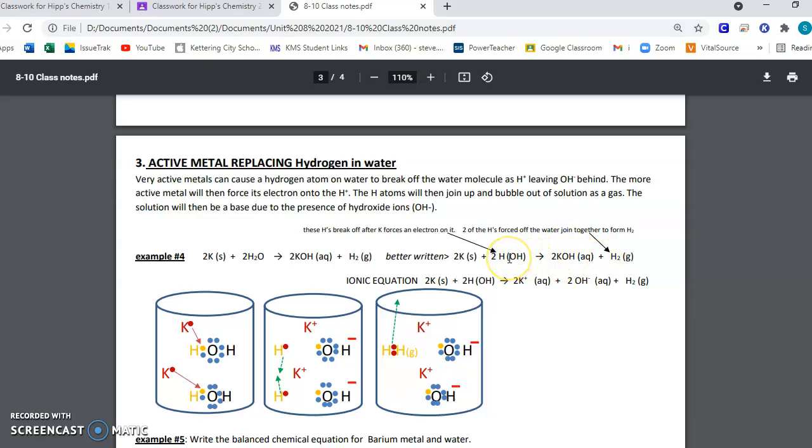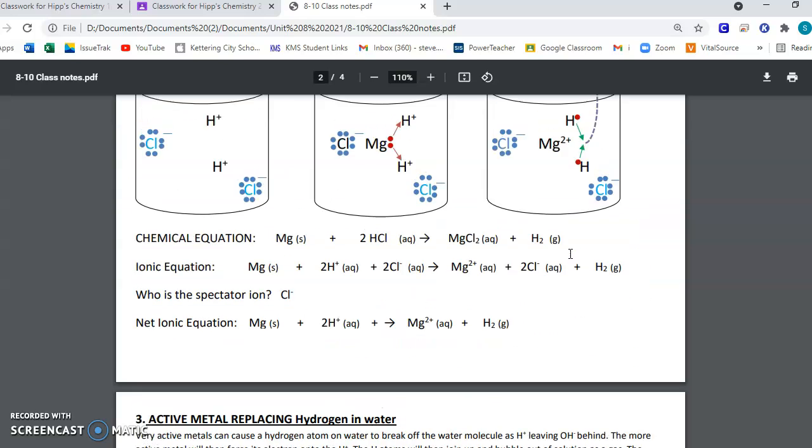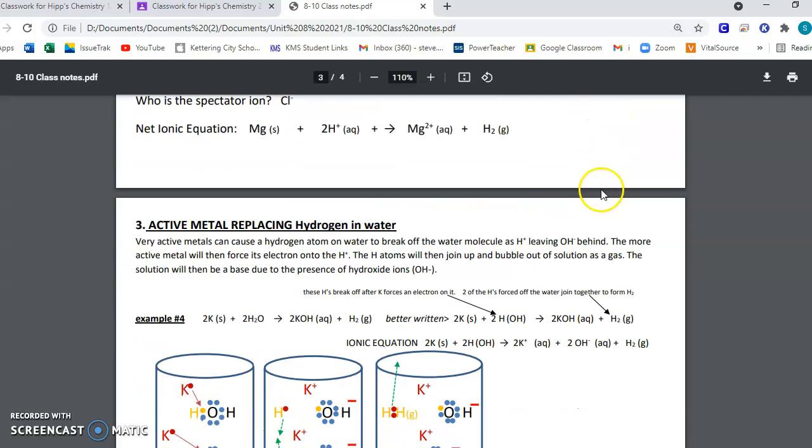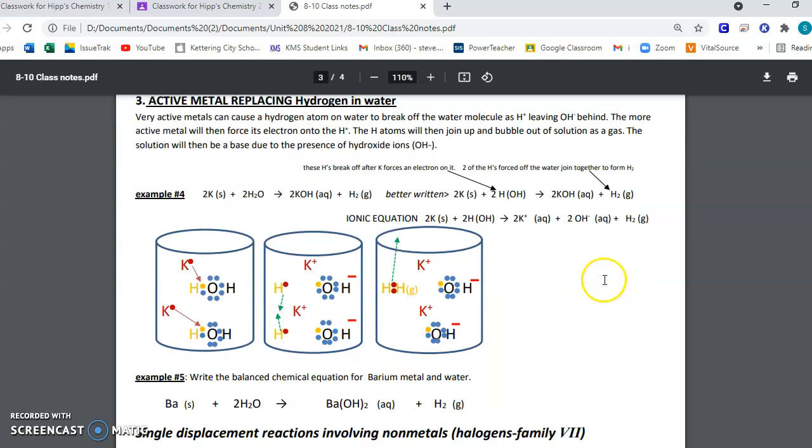What happens to the H's that break off the water molecule? They join up to form, as they did in this reaction right here, the hydrogen molecule. So let's take a look at a picture. What would this look like in a picture? The ionic equation. We're dropping in Ks. There's potassium, K, with its 1 valence electron. Here's a water molecule, HOH.